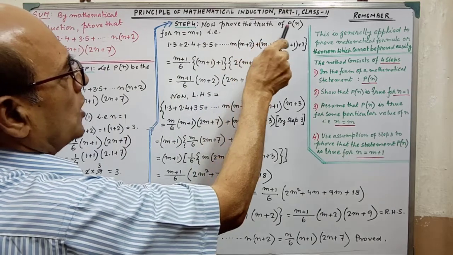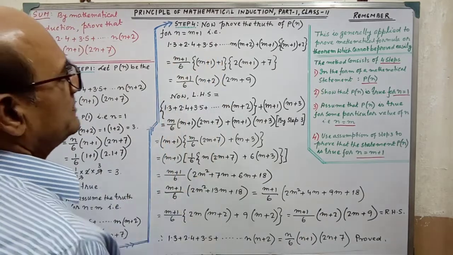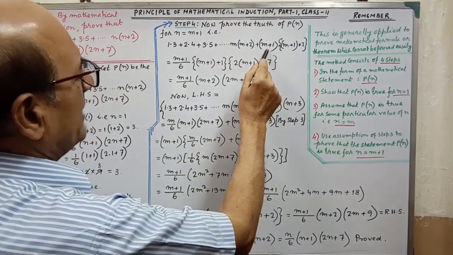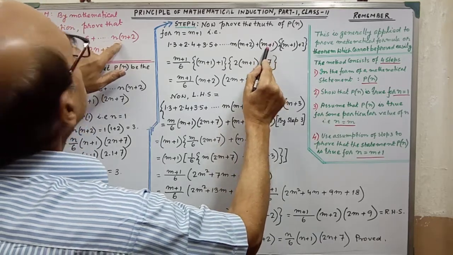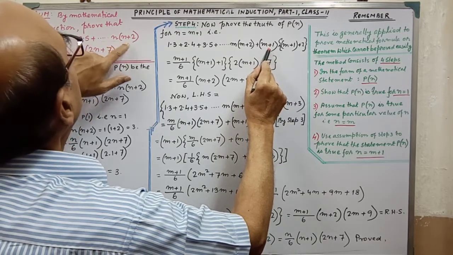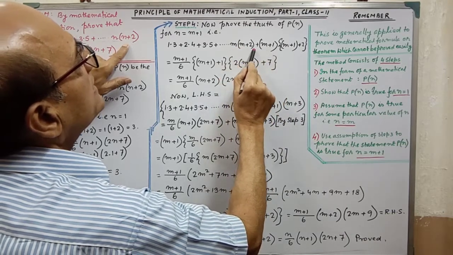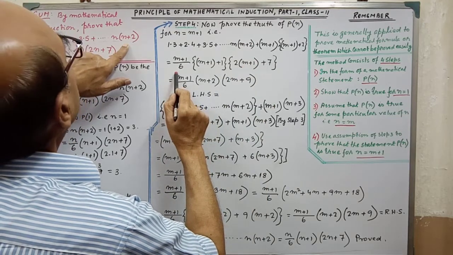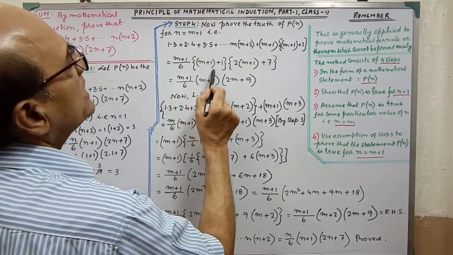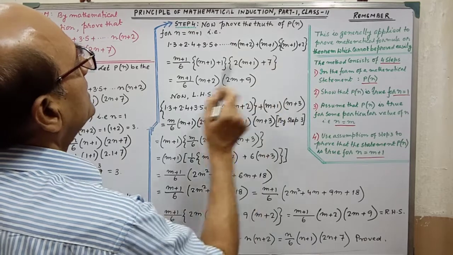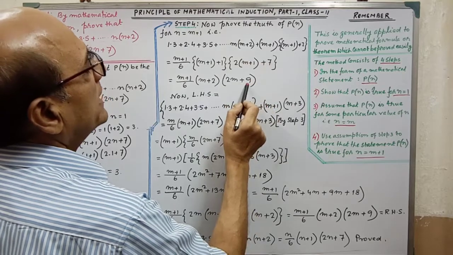Now prove the truth of Pn for n equal to m plus 1. After writing the statement, in place of n we write m plus 1. This is the sum. In place of n, we write m plus 1, so the last term becomes m plus 1 plus 2. Previous term, by subtracting, we are getting this term. Then in place of n we write m plus 1 everywhere. In this way we are getting the right hand side. Then by simplifying the right hand side, we are getting 2m plus 2, that is 2m plus 7, that is 9.